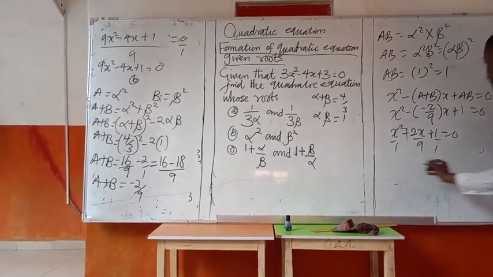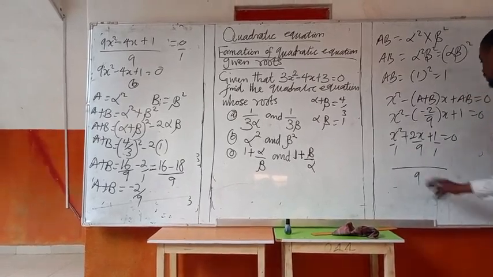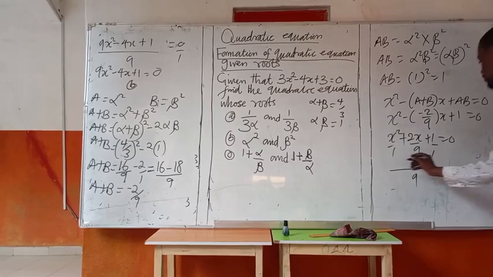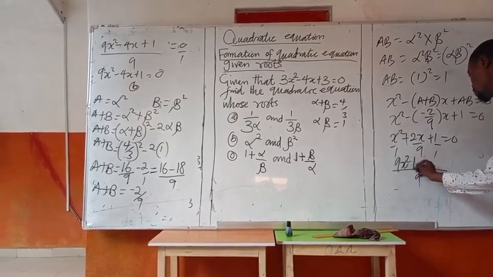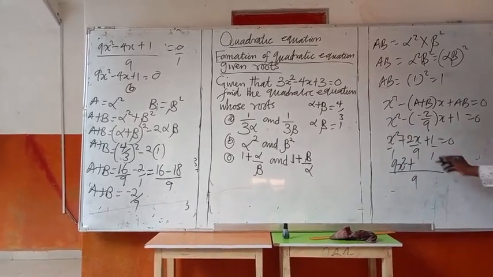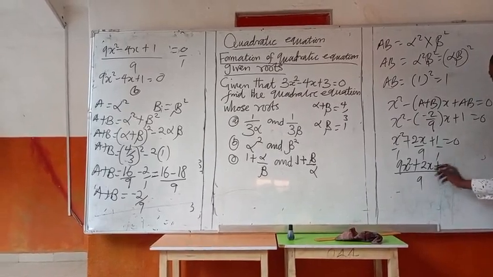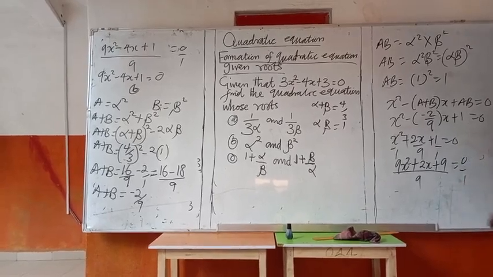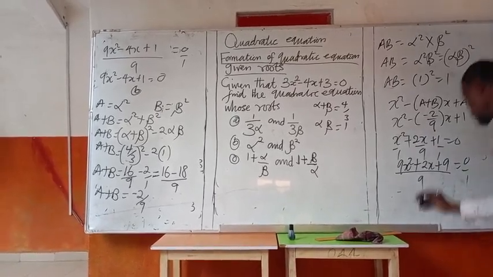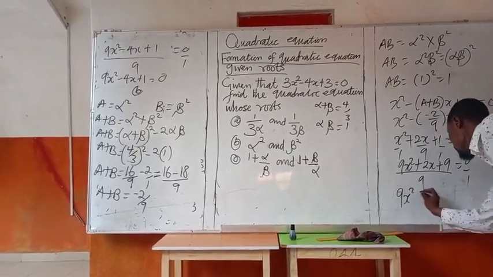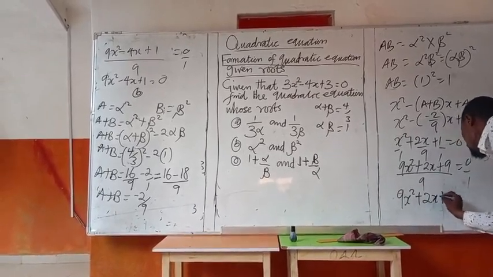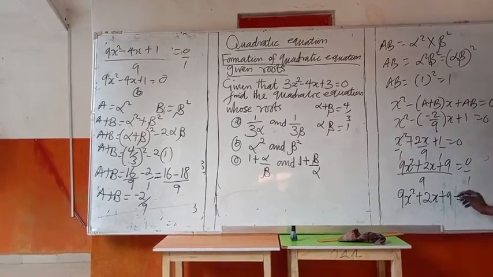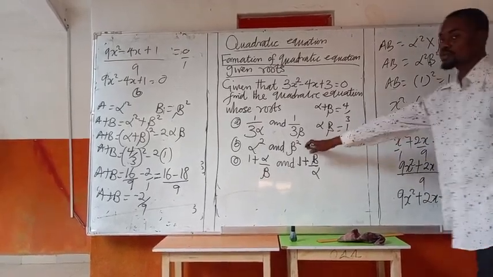Find the LCM. If you find the LCM, you have 9. 9 divided by 1 is 9. 9 times s squared is 9s squared. Plus 9 divided by 9 is 1. 1 times 2s is 2s. Plus 9 divided by 1 is 9. 9 times 1 is 9, is equal to 0. We have 1 cross multiply. If you do that, you are going to have 9s squared plus 2s plus 9 is equal to 9 times 0 is 0. This is the correct equation that has these roots.